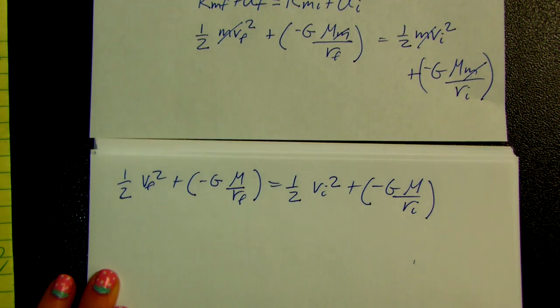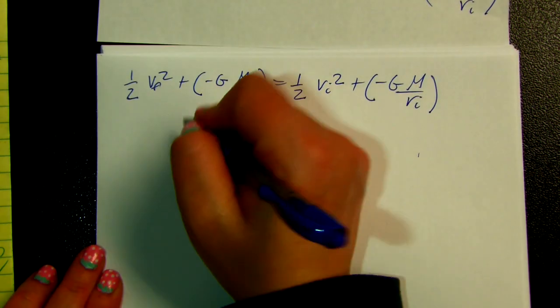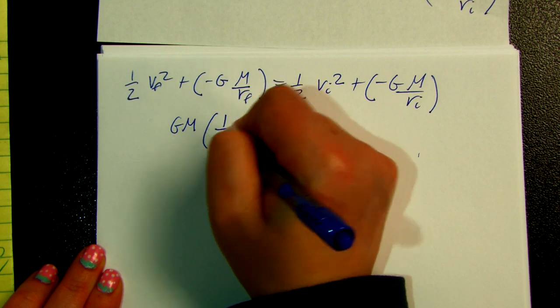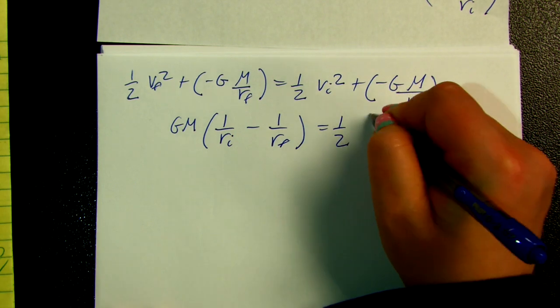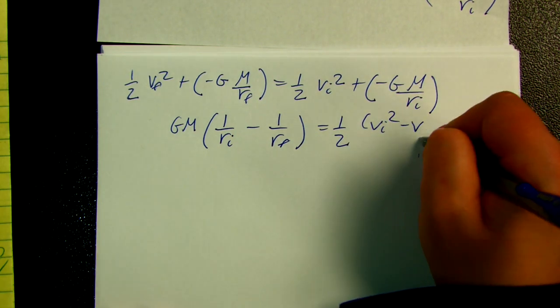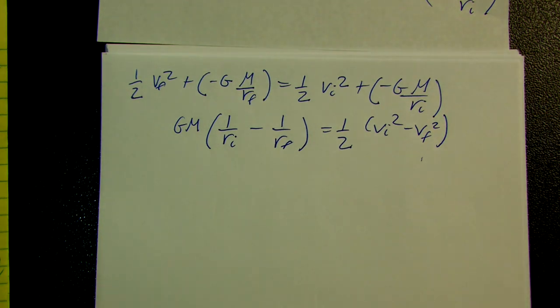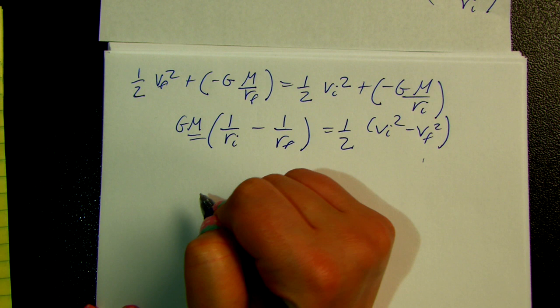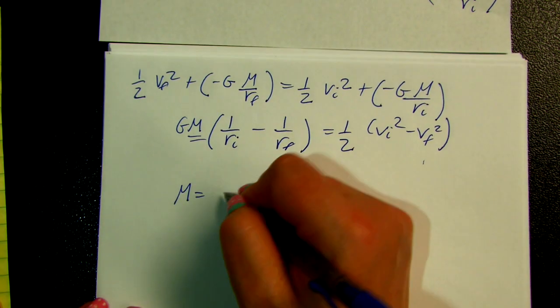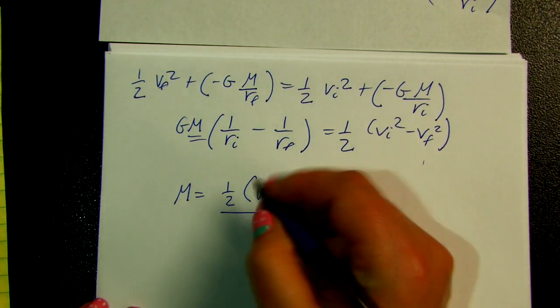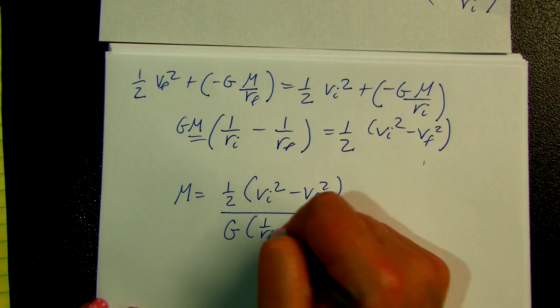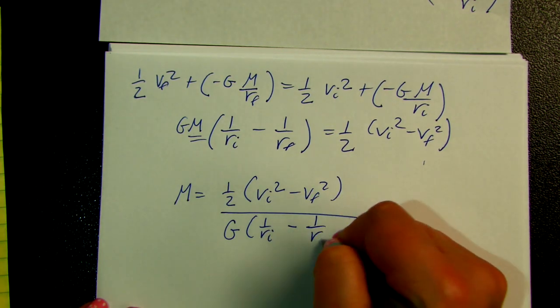So we can rearrange, get our r's on one side, get our v's on the other. G M times 1 over r initial minus 1 over r final is equal to 1/2 v initial squared minus v final squared. If those steps are confusing on your own, I highly recommend doing that algebra. What we were after is the mass of Dysnomia. So the mass of Dysnomia is equal to 1/2 v initial squared minus v final squared, over G times 1 over the initial distance minus 1 over the final distance.